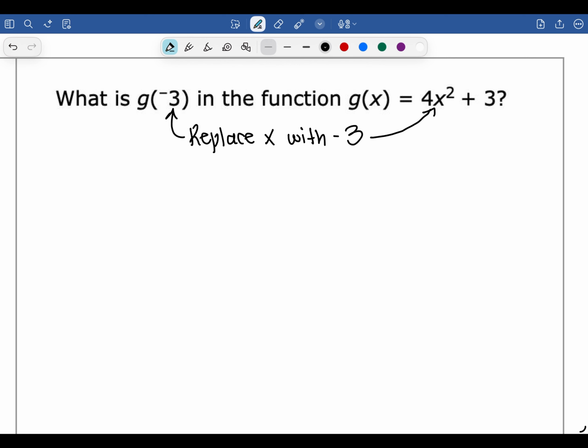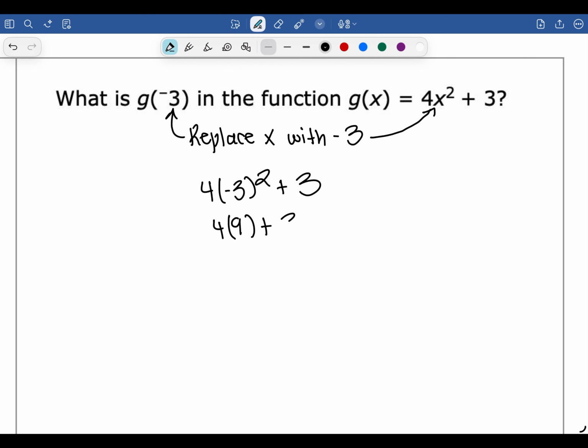All right, so let's write it. So we're going to do 4 parentheses negative 3. Now that x had an exponent attached to it, plus 3. So now we can go solve it. Starting to solve it, you would take negative 3 squared, because you got to do order of operations. Parentheses first. Negative 3 squared, that'll give me 9.